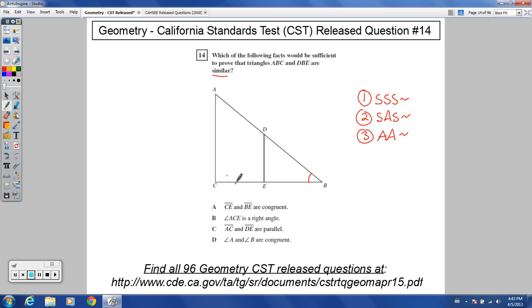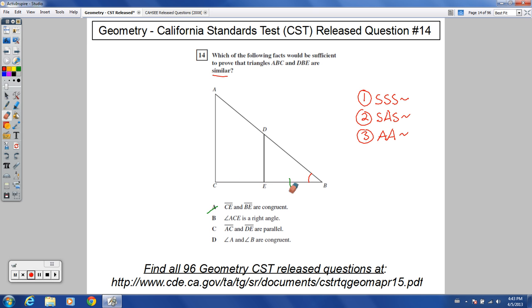I'm going to use green now just to keep this separate from these new things. So I'm going to say the green stuff is the new stuff, and let's just go one at a time and see if the green things I'm adding to the picture would be enough to use one of these three things. So CE is congruent to BE. Is that enough to prove that? So I would have a side, an angle, but I wouldn't know enough about this side or this side to prove that. So I'm going to say no, it's not that one.